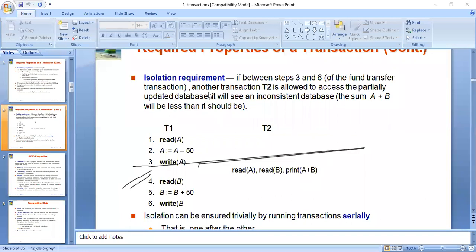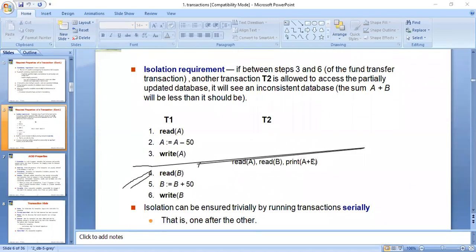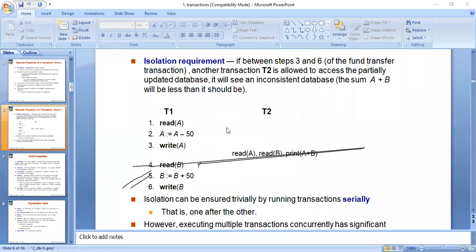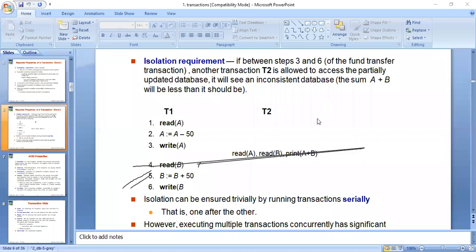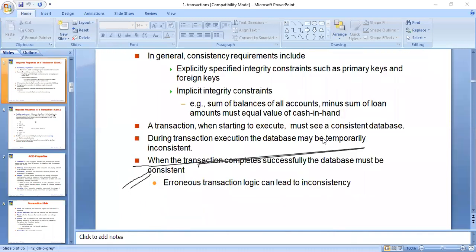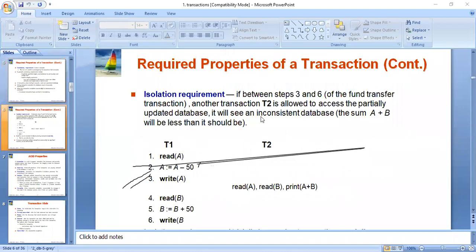That is what the isolation property says: if a transaction is executing, no other transaction should interfere into that. After completing that transaction only, another transaction has to be executed. This is called the isolation requirement. So to execute a transaction successfully, the transaction will have 4 properties: atomicity property, durability property, consistency property, and isolation property.